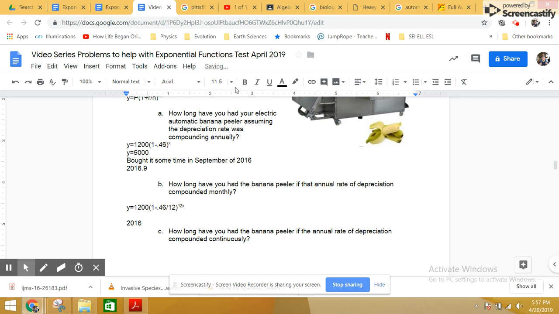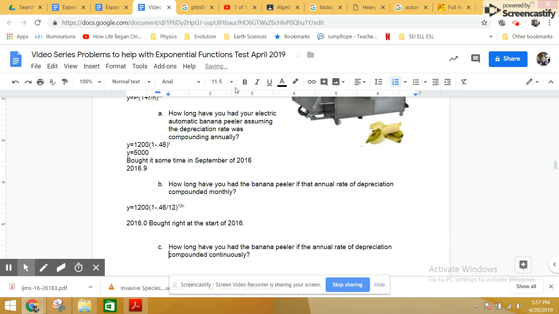2016.0 is the rounded number. Bought right at the start of 2016. And that's the information you got there.